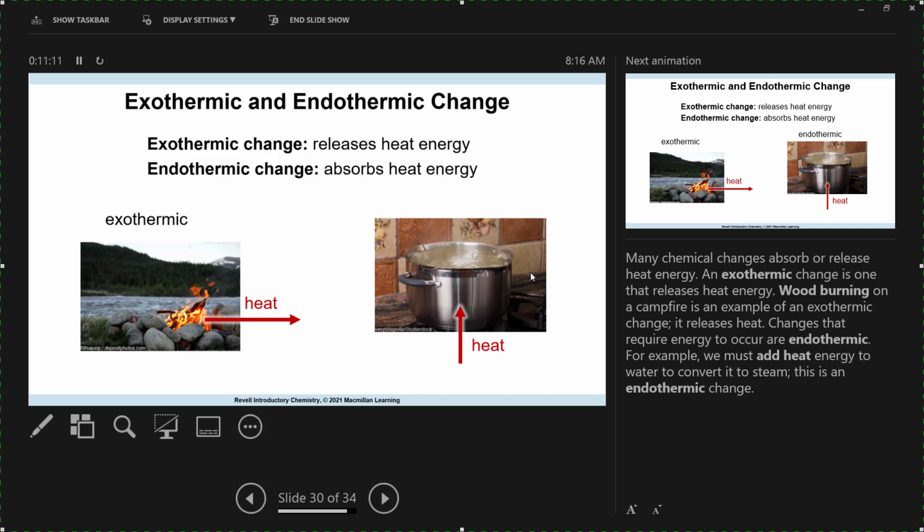We're cooking up some pasta or whatever, and we heat up the water. A lot of energy is stored in that water where those water molecules now have a lot more thermal energy, a lot more kinetic energy, and that energy then is transferred to the food that you're trying to cook. Okay. So endothermic, add heat, exothermic, release heat.